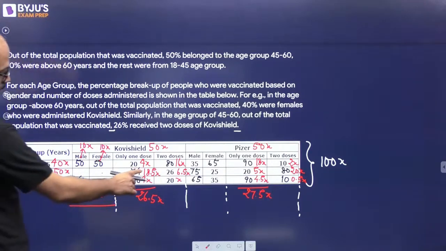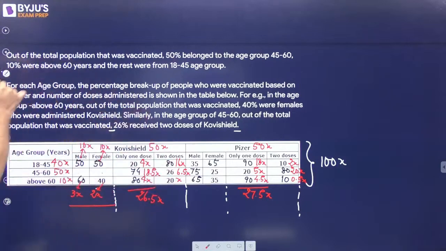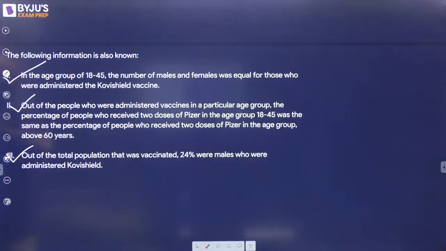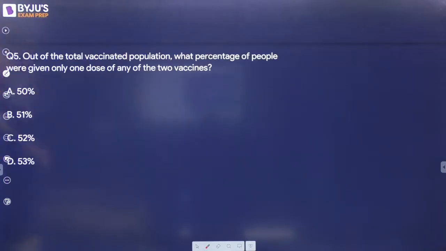So this is going to be 26.5 and 27.5x, है ना? 53%.